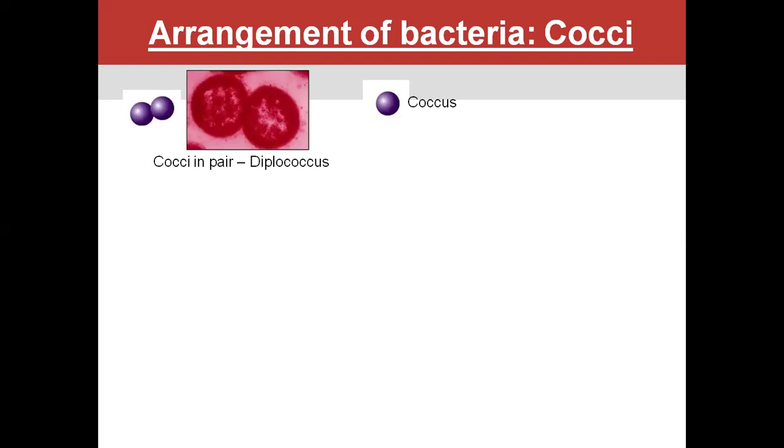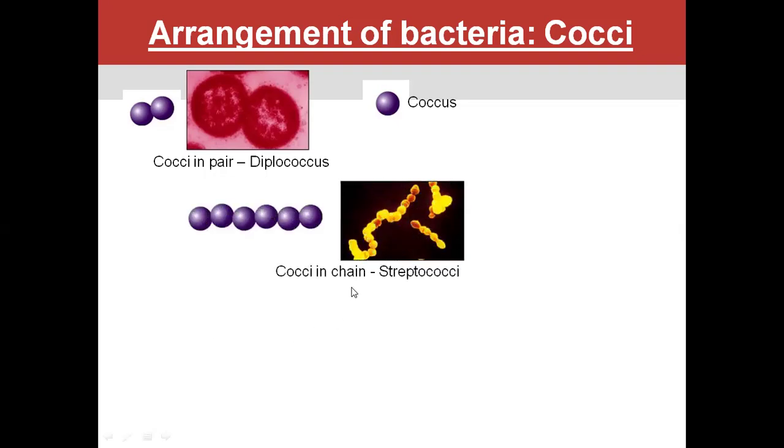So generally, pneumococcus and meningococcus are arranged as diplococci. So that is two cocci arranged as a pair. And next, if cocci are arranged in a chain form, that is called streptococci. So the word strepto means a chain.